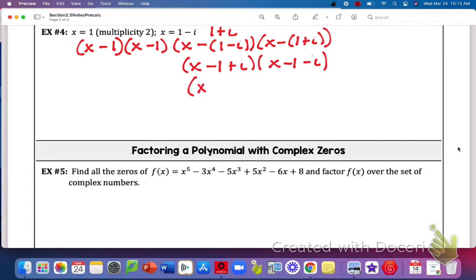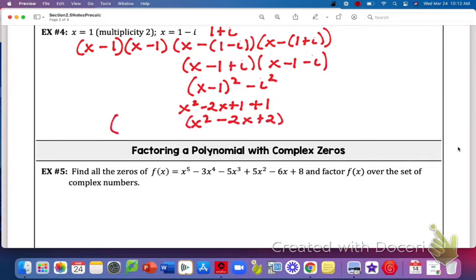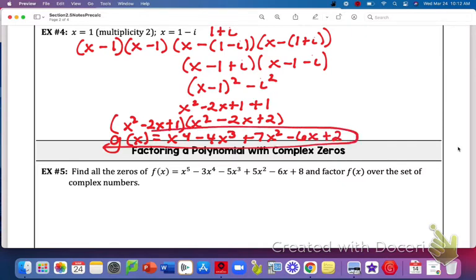So my difference of squares would be x minus 1 squared minus i squared. So x squared minus 2x plus 1 plus 1. So x squared minus 2x plus 2. And then my first 2 multiplies to x squared minus 2x plus 1. And then when we multiply all that together, we get g of x is equal to, I'm going to scrunch it in here, x to the 4th minus 4x to the 3rd plus 7x squared minus 6x plus 2. If you want practice multiplying that out, pause the video and multiply it out and see if you can get to those numbers.